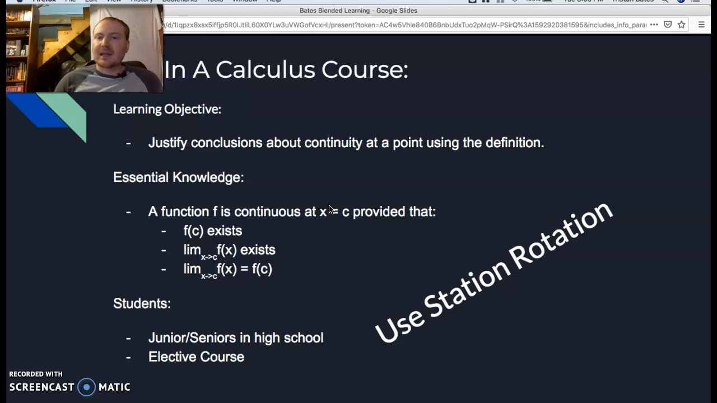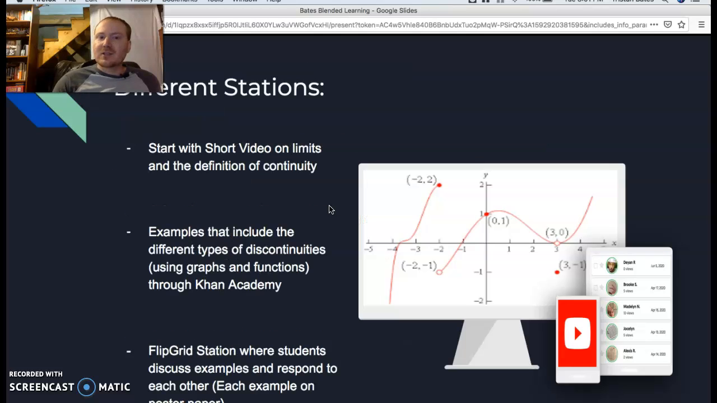And immediately I started thinking, if I'm going to do this class as a blended class, or this lesson here, I'd want to use a station rotation sort of thing, where I have different stations in the classroom in order to help build the students' knowledge. So I have these different stations. The very first station, I have a short video on limits and the definition of continuity.